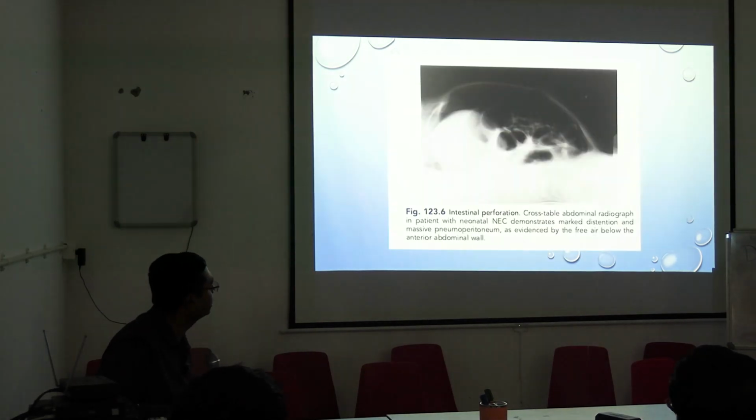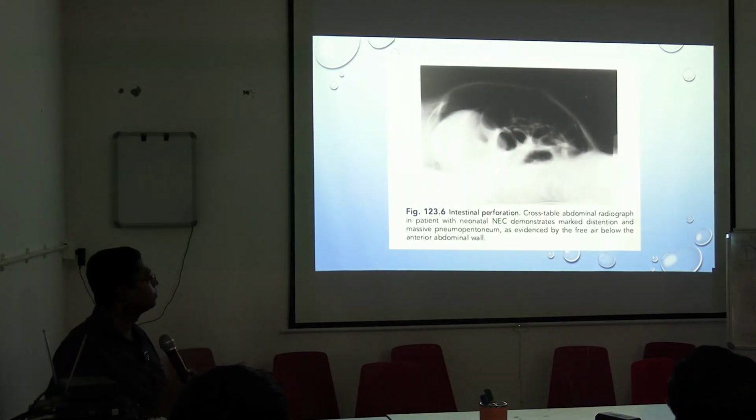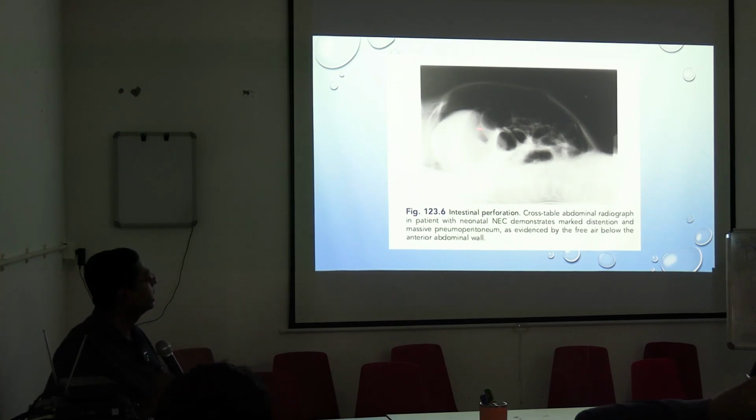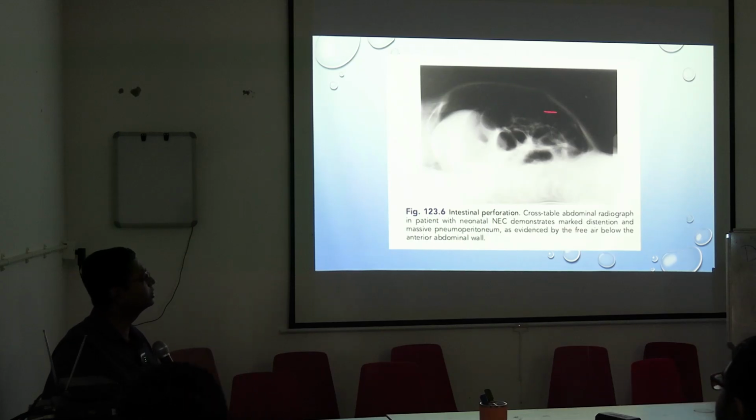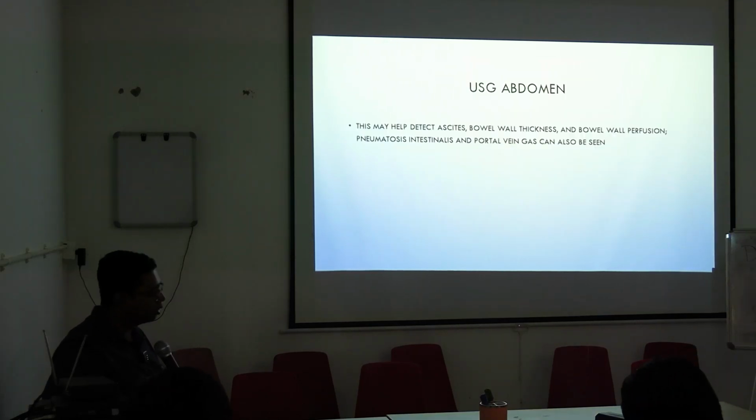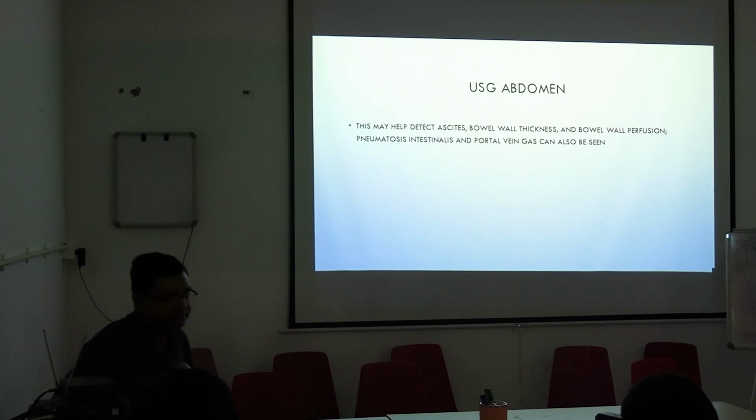So this is the cross table lateral X-ray. So বাচ্চাটাকে সাইডে শোয়ানো হয়েছে, this is the spine, এইখানে দেখ gut loops গুলো আছে, এইখানে blackish, this blackish portion is the pneumoperitoneum portion. Cross table abdominal radiograph. So USG abdomen can also be done to detect ascites, bowel wall thickness, bowel wall perfusion, pneumatosis intestinalis and portal venous gas shadow.